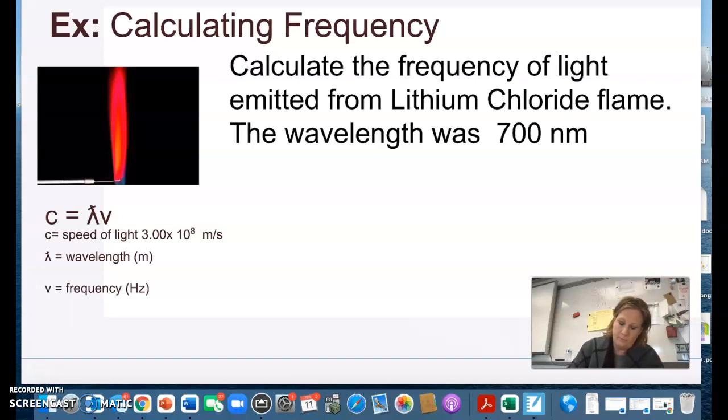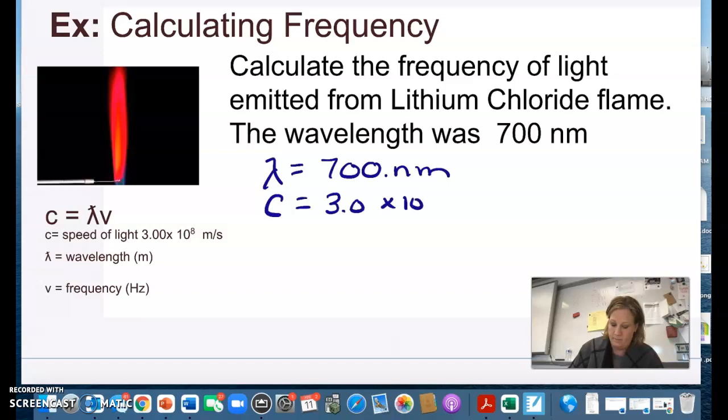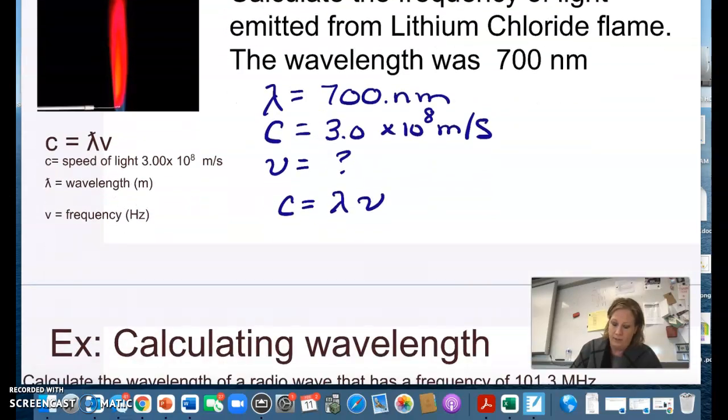The wavelength of that red wave is 700 nanometers, and this is part of the electromagnetic spectrum, so it's going to travel at the speed of light. So in this question we're solving for frequency, which we use the Greek letter nu to represent. And our equation is the speed of light equals wavelength times frequency. So then we can just sub in our speed of light.